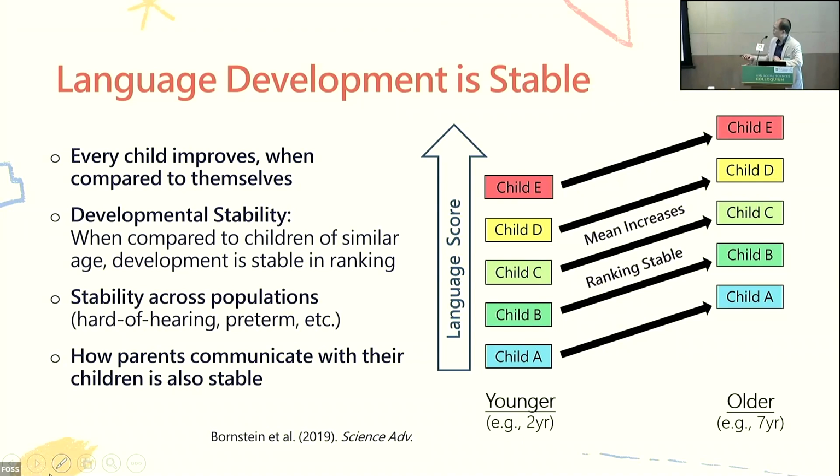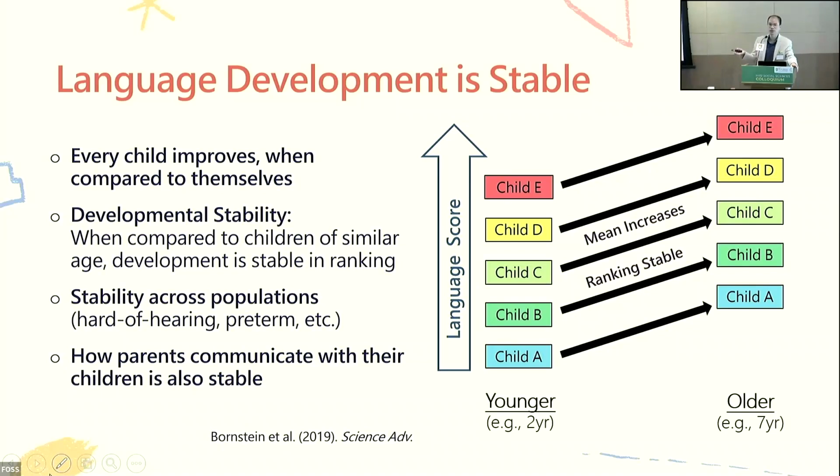Now, when we say that they're stable, we mean that at age 7, for example, when they're older, everyone improves. However, the ranking stays pretty much the same. So at the group level, what we know is that children who tend to be low to begin with continue to rank low. Children who rank high to begin with continue to rank high at the group level. And we have a lot of data showing us that.